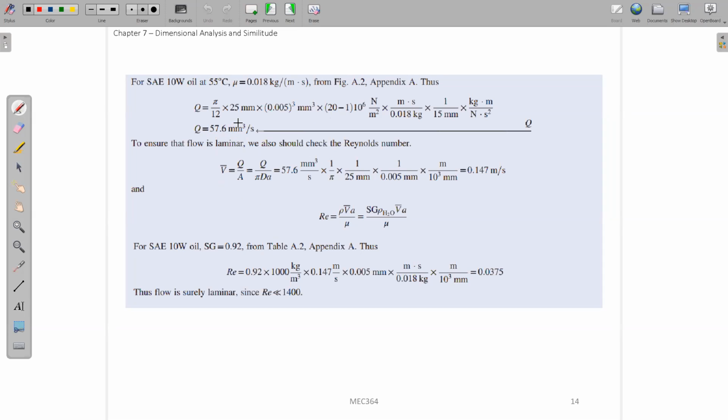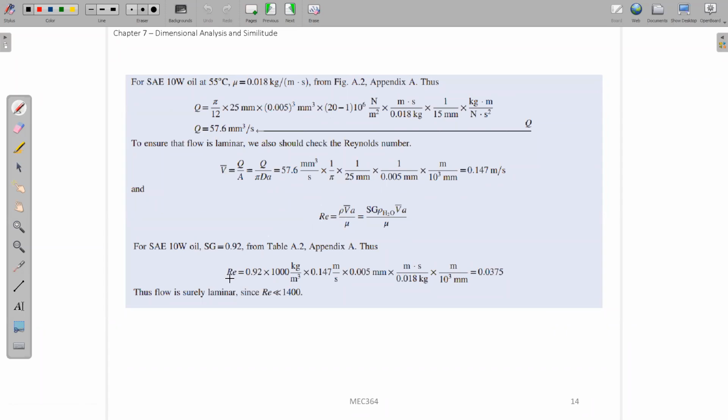Okay, and after you finish this, again we need to verify whether or not this is valid, because we do not know whether the flow is laminar or turbulent. So from this volume flow rate, you can calculate V average, the mean velocity, and using this mean velocity, you can calculate the Reynolds number.